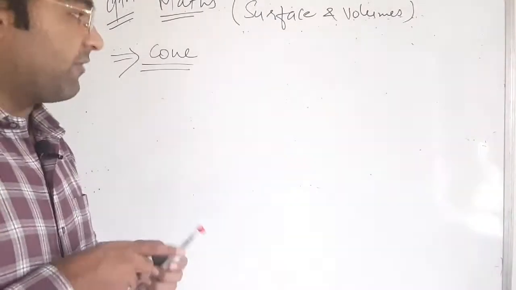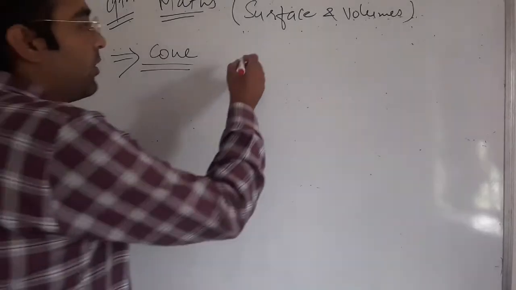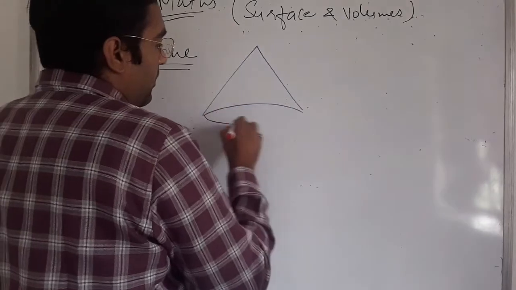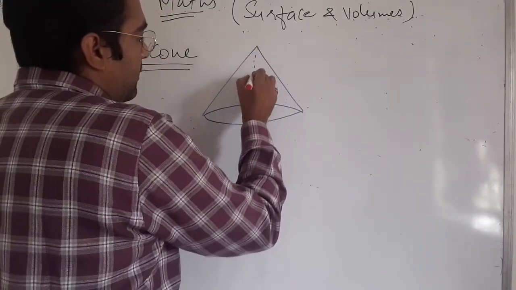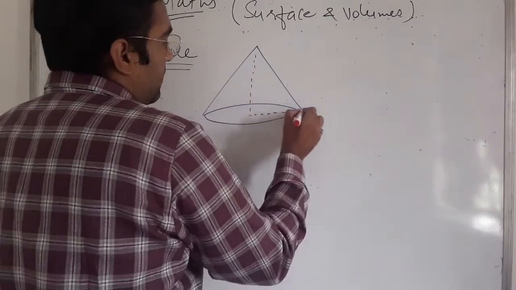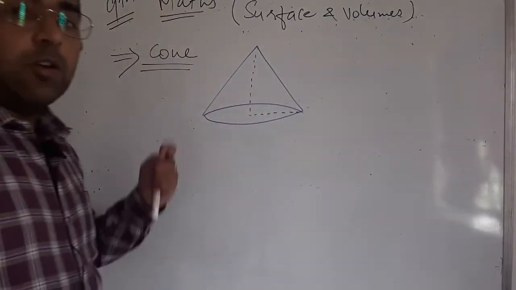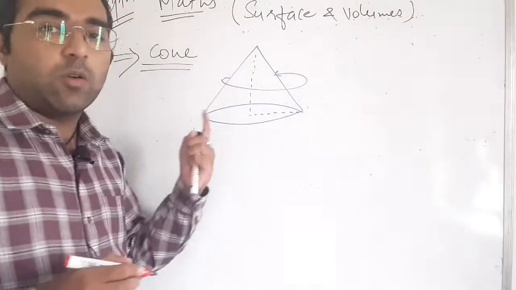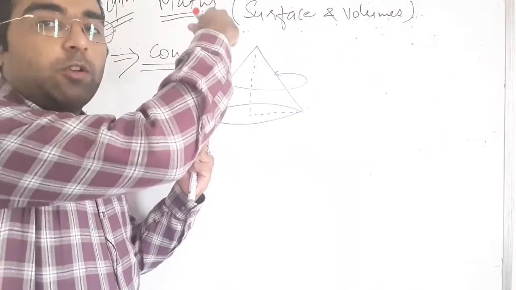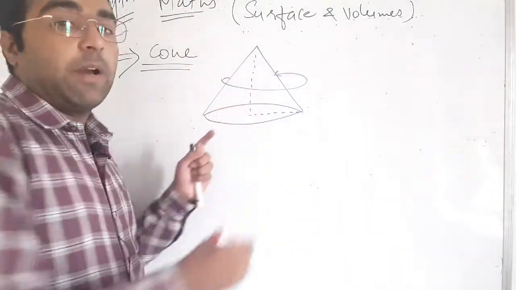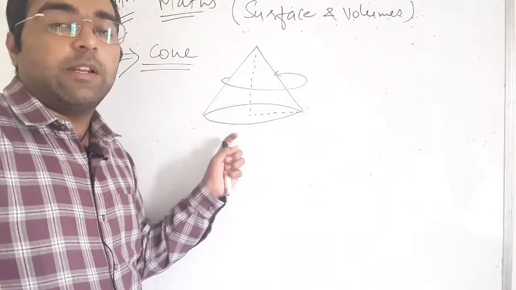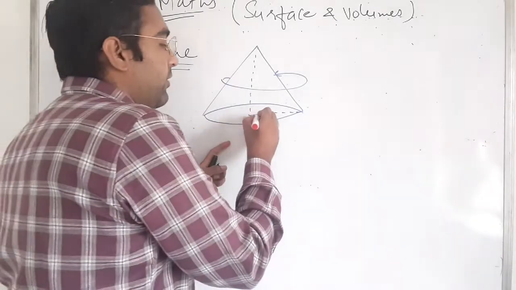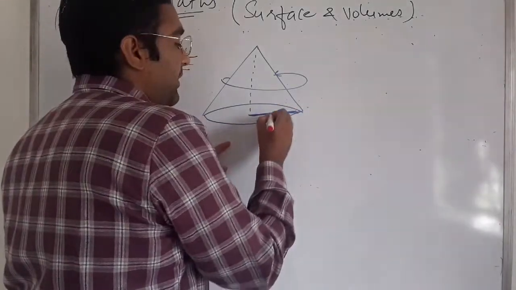Here we have to draw the shape of the cone. The shape of the cone is like this. Okay, here in the cone there is a curved surface. Here is the curved surface of the cone. From the topmost part and the bottommost part, there is a circular part. Now here is the radius of the cone. This is the radius of the cone.